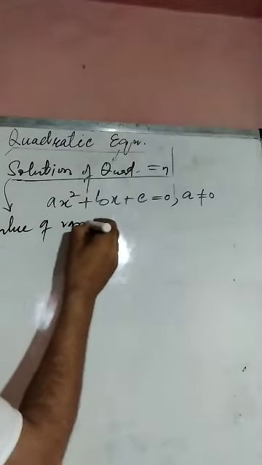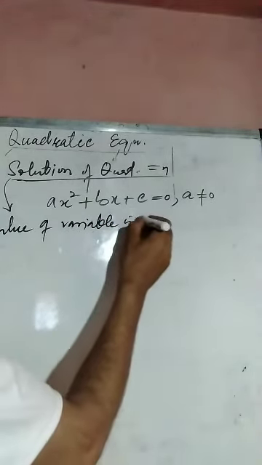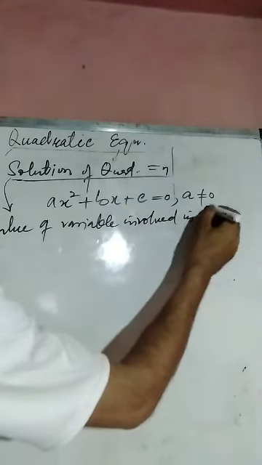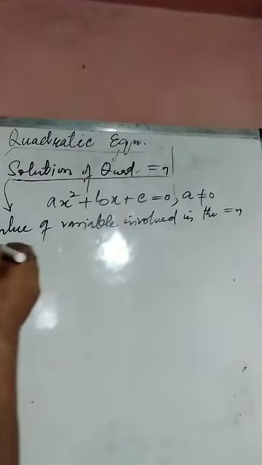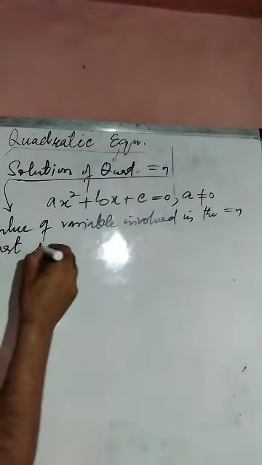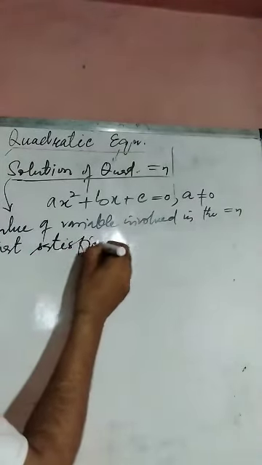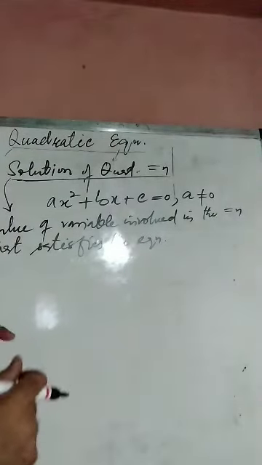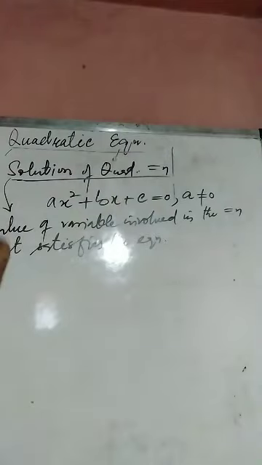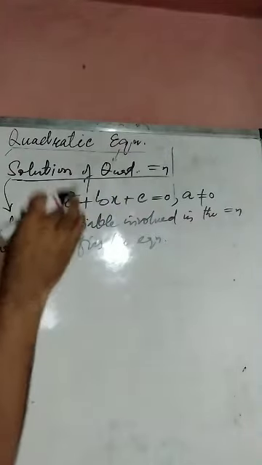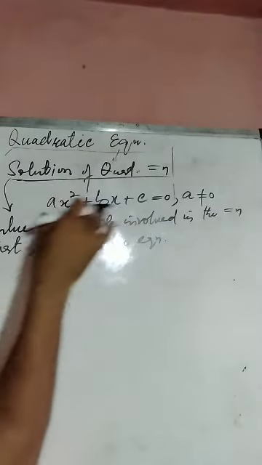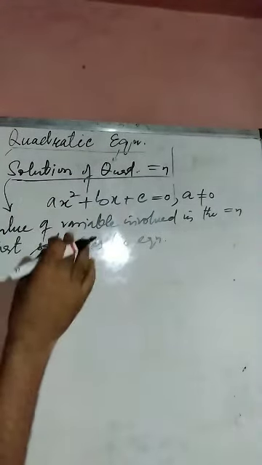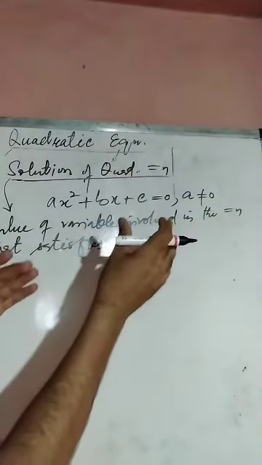Value of the variable involved in the equation that satisfies the equation. This is known as the solution of the equation, whether it may be a linear equation or a quadratic equation. In all these cases, we will say that it is the value of the variable contained in the equation, its value which satisfies the equation.